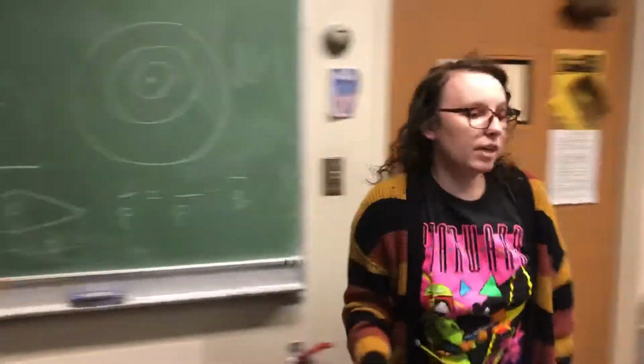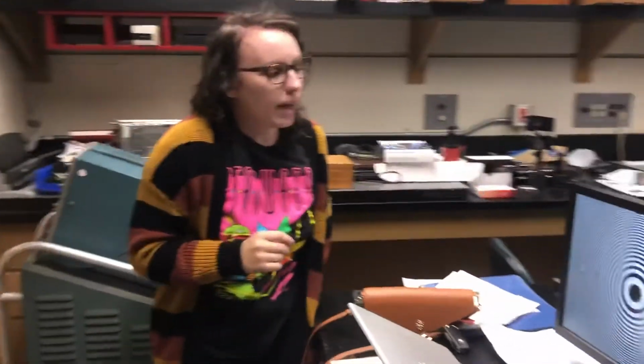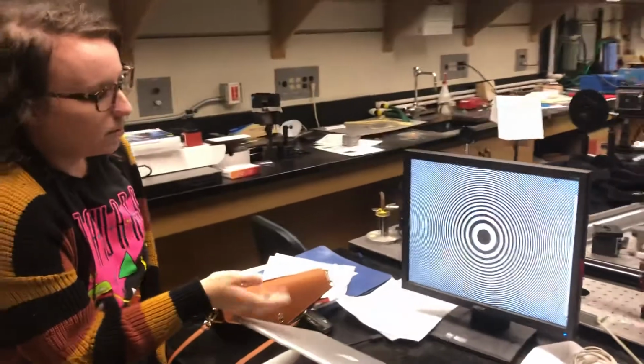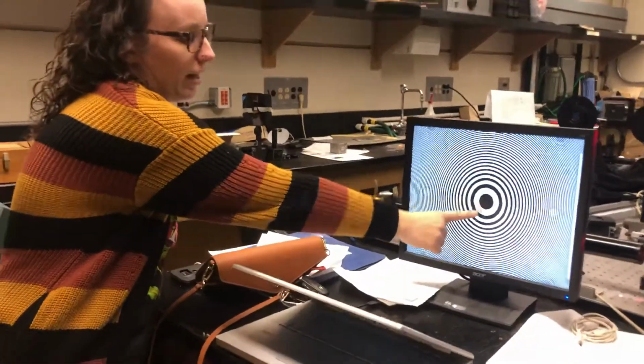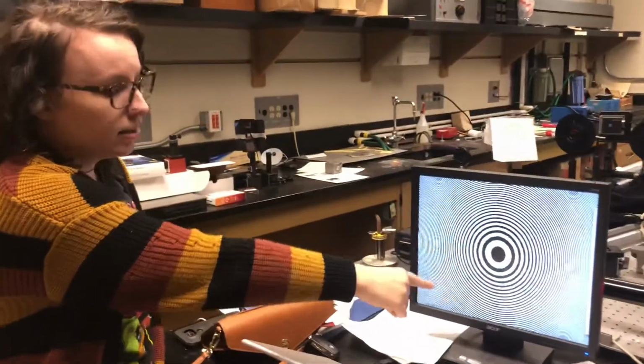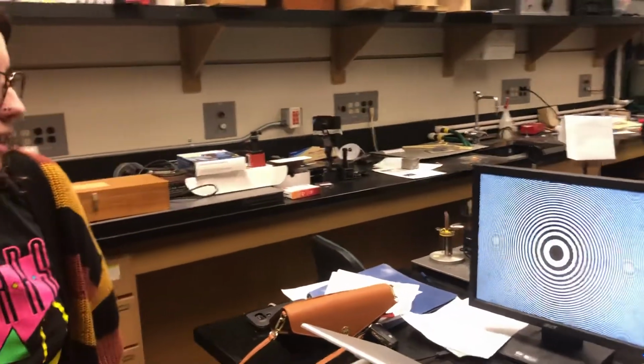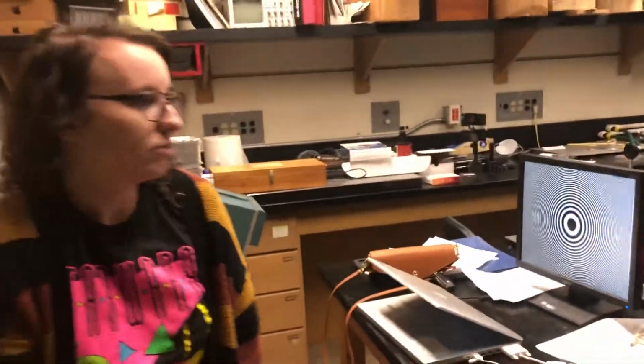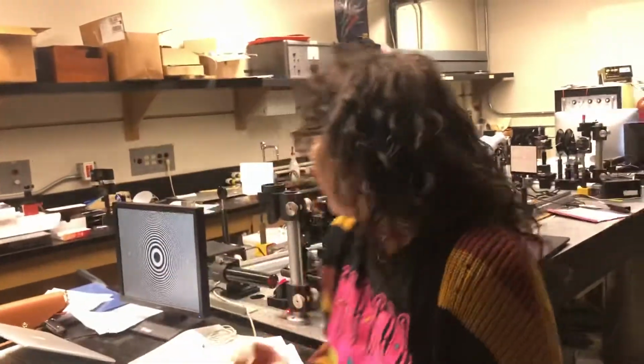So if we come around here, we have a diffraction pattern that we've programmed. You can see it's going to vary radially as we come out from the center. And this is something that we can program to have a certain focal length. And we'll do that here.